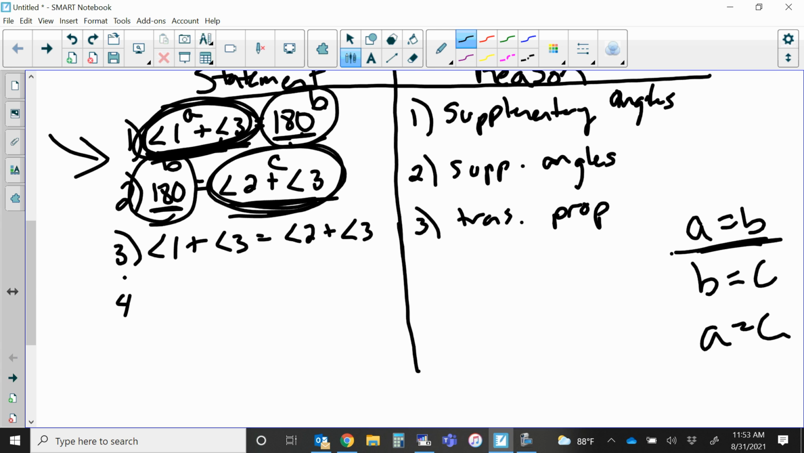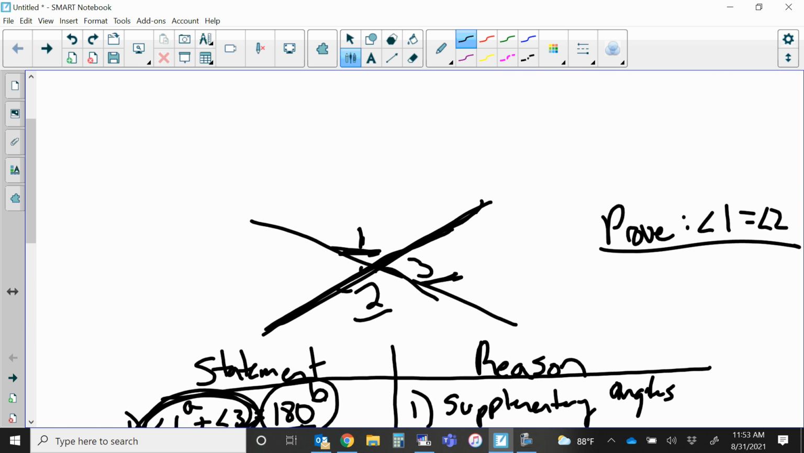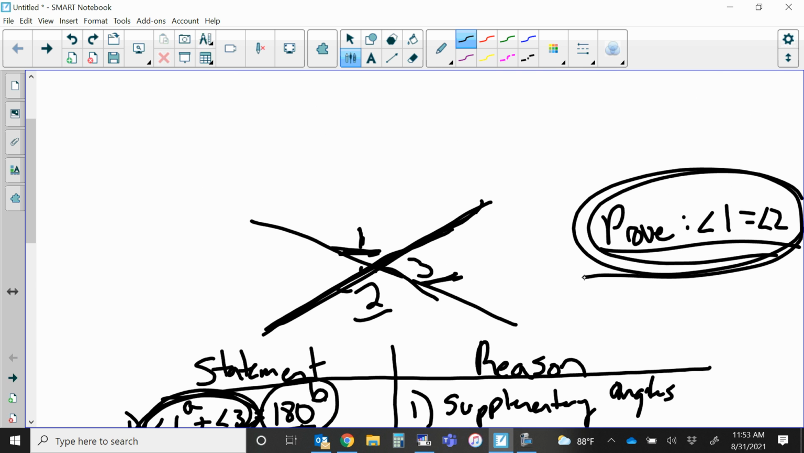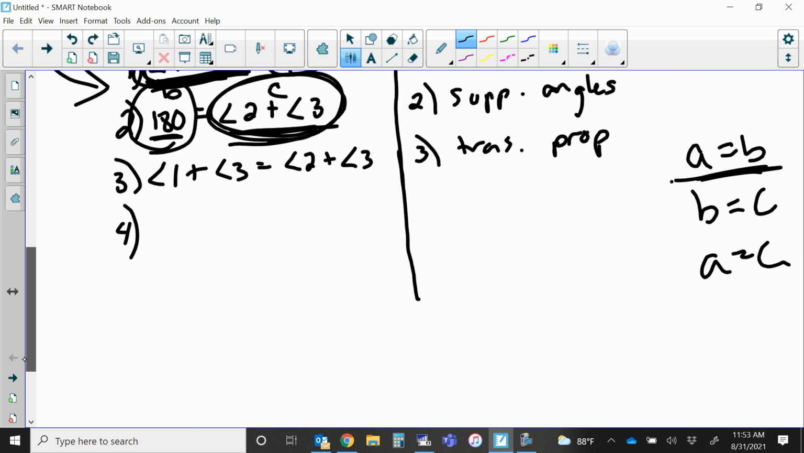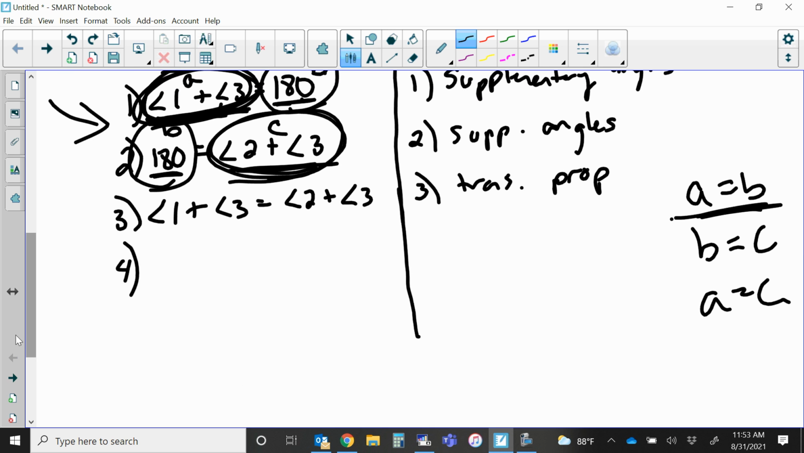4. What's our whole goal? Prove that 1 equals what? Do you see 1 and 2 in an equal sign? We're really close, aren't we? What's just in the way, Dylan? What's in the way of those two not just being them by themselves? Angle 3, right? But wait, is there an angle 3 on both sides? So what could I do to the angle 3?